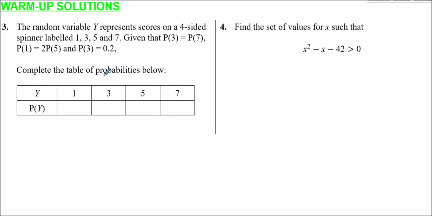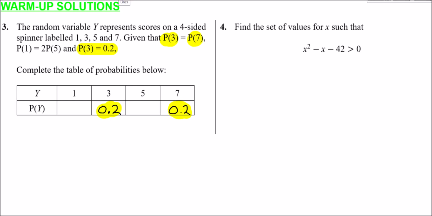So what we need to do is think about what we actually know rather than what we're guessing at. The only probability we've been told for definite is this one here. The probability that it's a 3 is 0.2, so we can add in 0.2. Next up, we know that the probability of being a 3 is the same as the probability of it being a 7. So we know that the probability of it being a 7 must be 0.2 as well. So we know those two for definite.